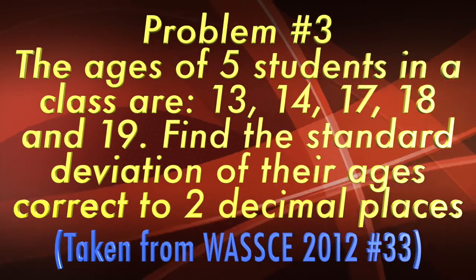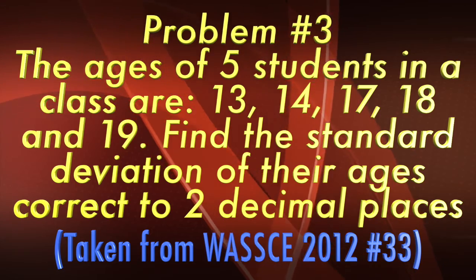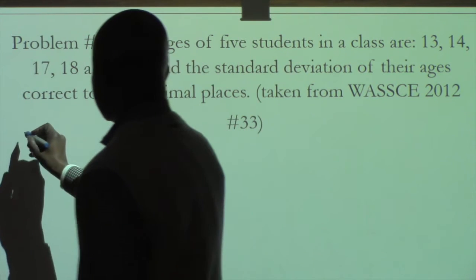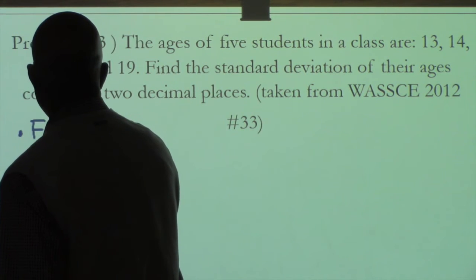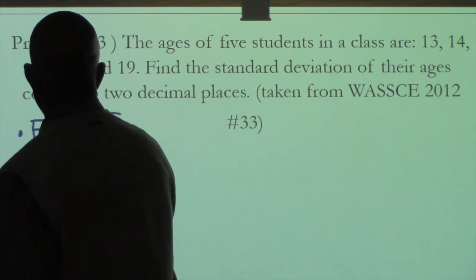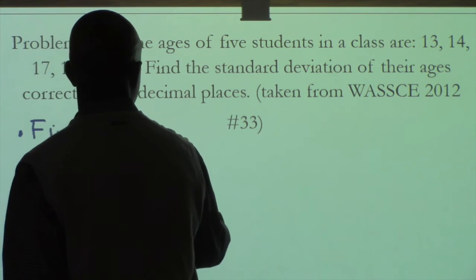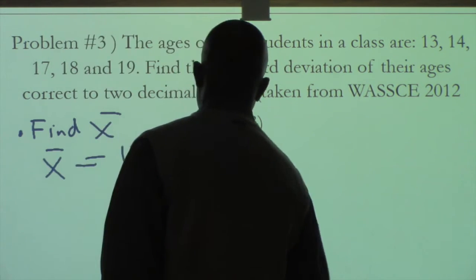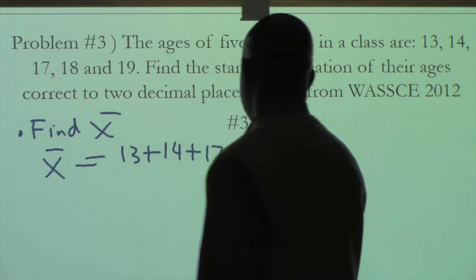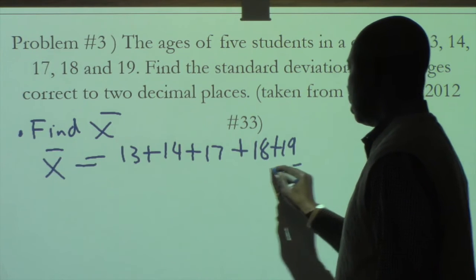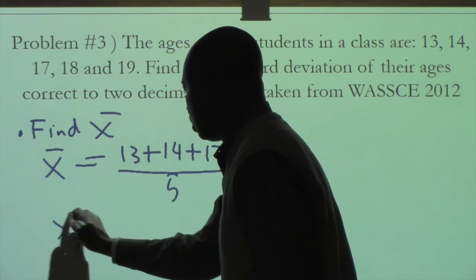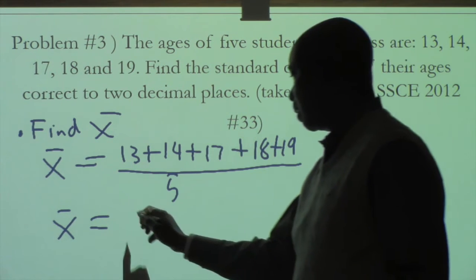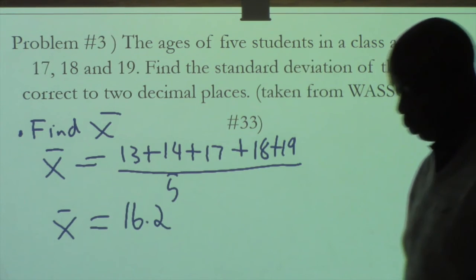So the ages of 5 students in the class are 13, 14, 17, 18, and 19. They want us to find the standard deviation of their ages. So the first thing we need to do in the process of finding the standard deviation, let's find x bar. So to do x bar, we're going to do 13 plus 14 plus 17 plus 18 plus 19 divided by 5. Now, when we do this computation, we're going to see that our x bar will be 16.2.